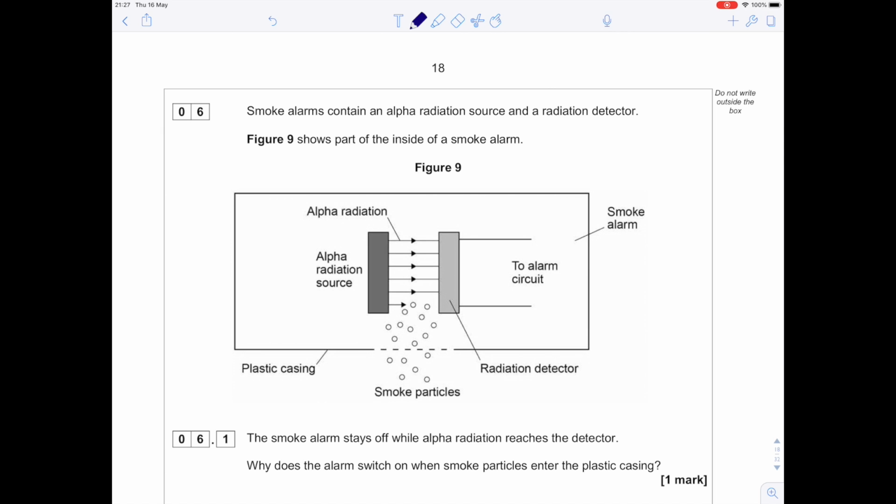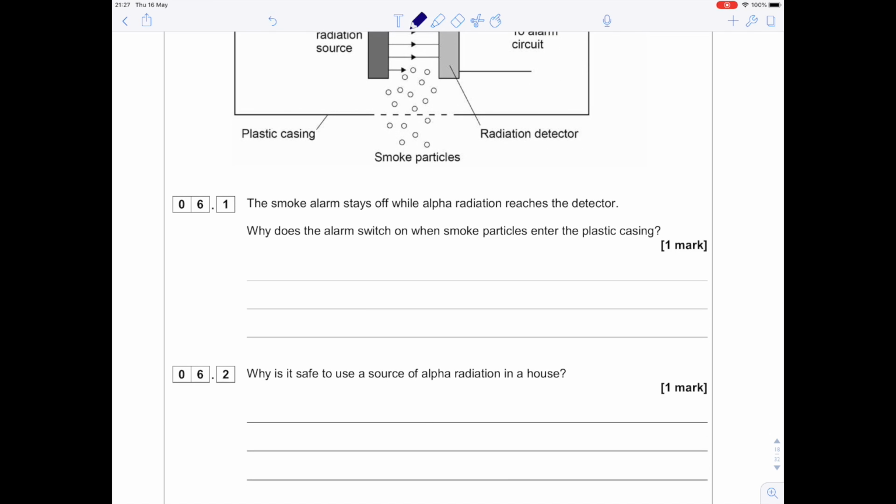6. Smoke alarms contain an alpha radiation source and a radiation detector. Figure 9 shows parts of the inside of a smoke alarm. So you have an alpha radiation source, and then there's a radiation detector, and then the smoke particles go between the two. The smoke alarm stays off while alpha radiation reaches the detector. Why does the alarm switch on when the smoke particles enter the plastic casing?